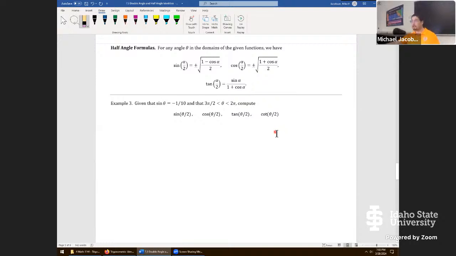So it looks like a lot. But really, if you're going to start with this one, sine theta over 2, you'd be using that identity. So you need a cosine value right away just to get started. So for a problem like this one, I would consider step 1, just find your cosine value based on sine.